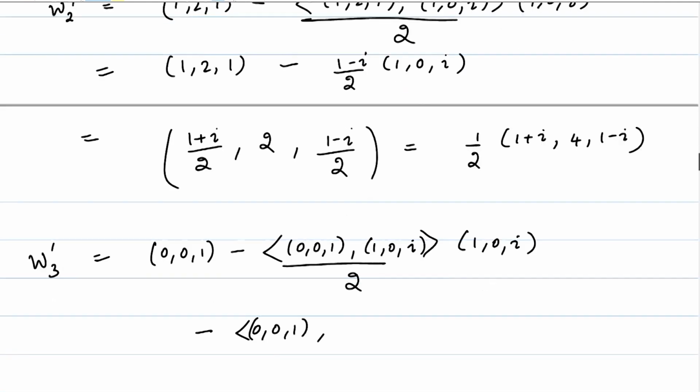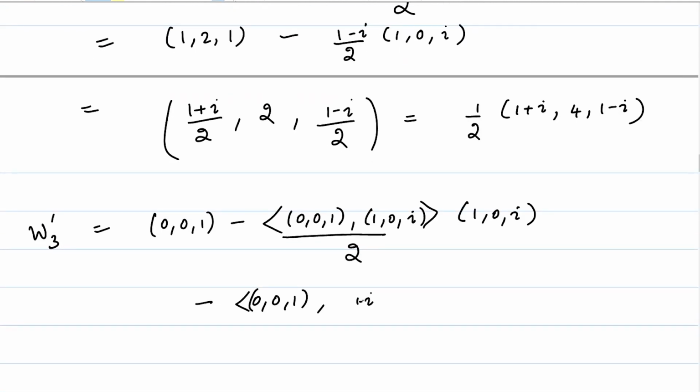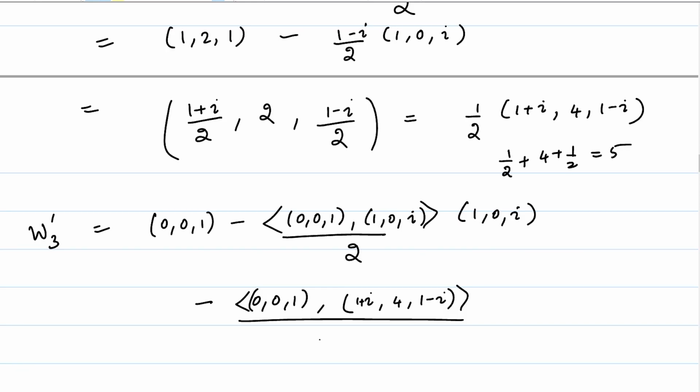So this is going to be (1+i)/4, (1-i)/4... What is the length of this square rather. This is going to be 1 plus 1 by 2. Maybe I should just compute the length of this here. The length of this is just going to be 1 by 4 plus 1 by 4 is 1 by 2, plus 4 plus 1 by 2, which is equal to 5. So this is just 5 times (1+i)/2, 2, (1-i)/2.